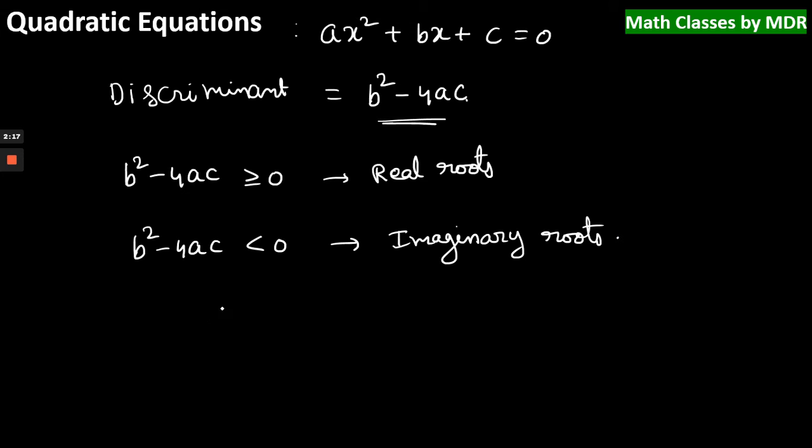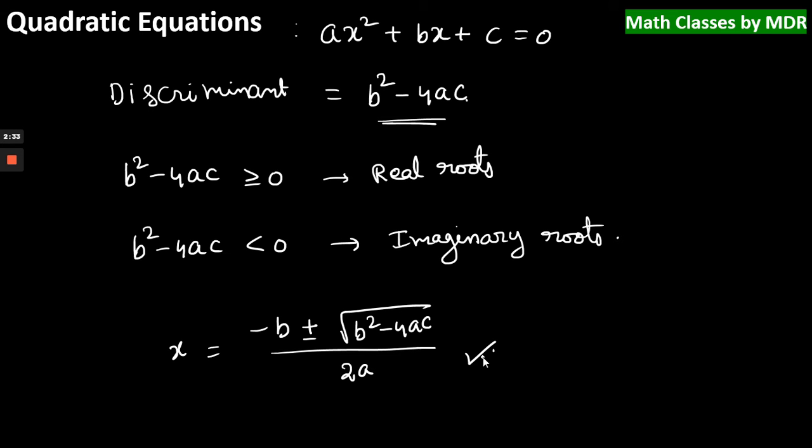Then, what is the general formula to find the roots? We know that for ax square plus bx plus c equal to 0, the roots of the quadratic equation are x equals minus b plus or minus square root of b square minus 4ac, by 2a. So with the plus or minus, we get two values, one with the plus and one with the minus. These two values are the roots of the quadratic equation.